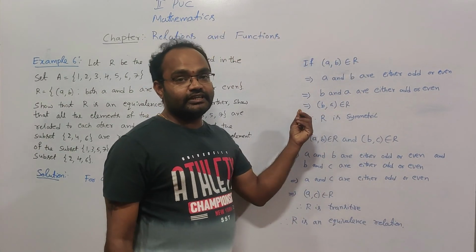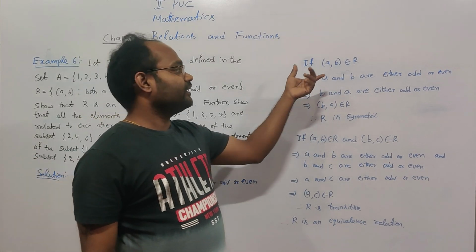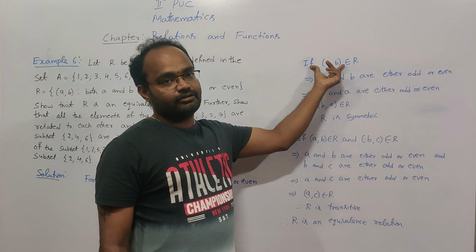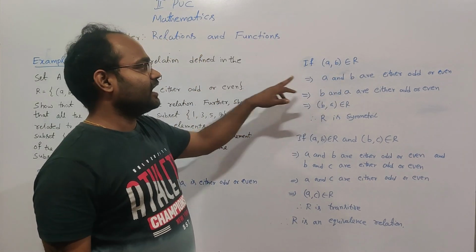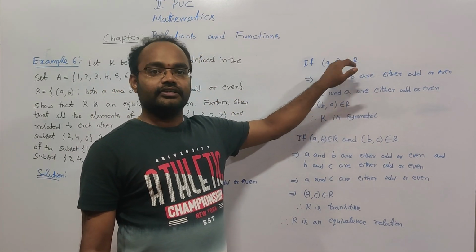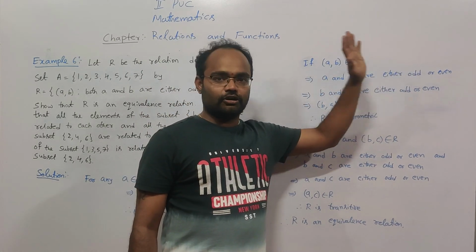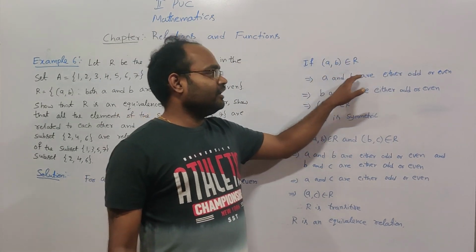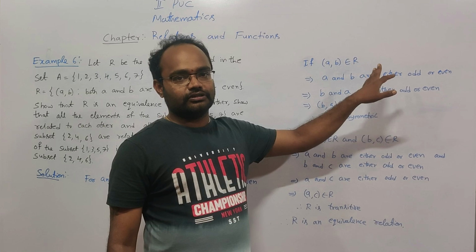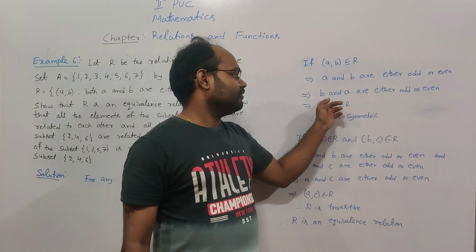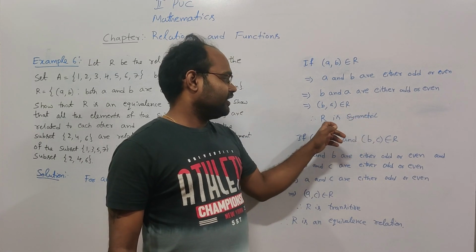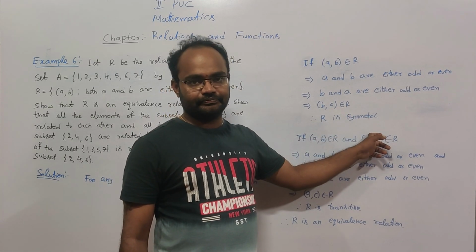Now to prove that it is symmetric, first we take an ordered pair (A, B) belonging to R. According to the given relation, either both A and B are even or both are odd. If A and B are even or odd, then B and A also satisfy the same condition. Therefore (B, A) also belongs to the relation, hence R is symmetric.